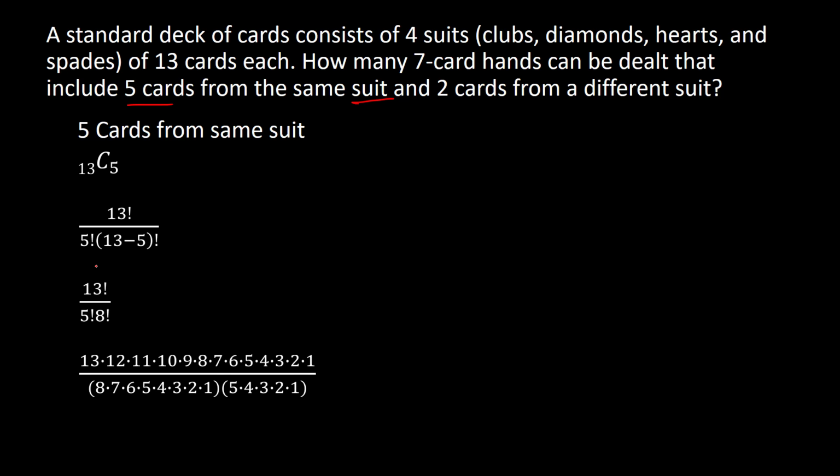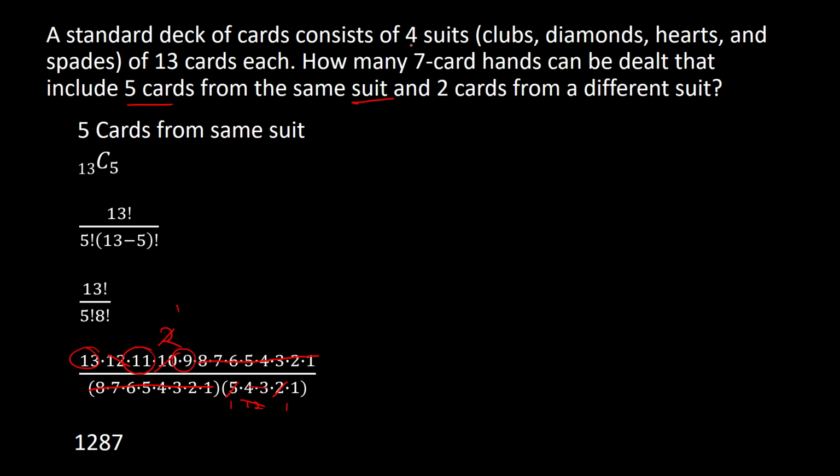And you can multiply everything out. 8, 7, 6, 5, 4, 3, 2, 1 would cancel with 8, 7, 6, 5, 4, 3, 2, 1 here. And then the 5 can cancel with the 10, leaving me with a 2 and a 1. And the 2 can cancel with the 2. And then I have 4 times 3, which is 12, and that cancels with a 12 on the top. So what we have is 13 times 11 times 9. When you multiply those, you get 1,287.